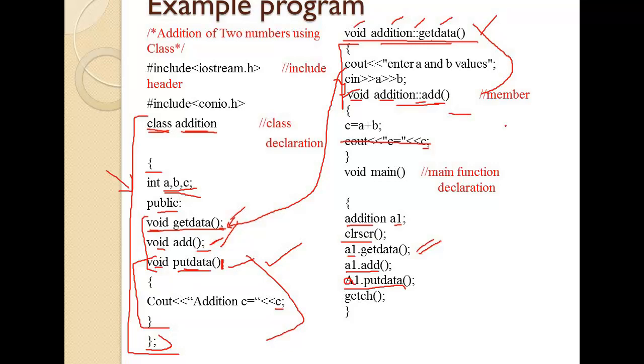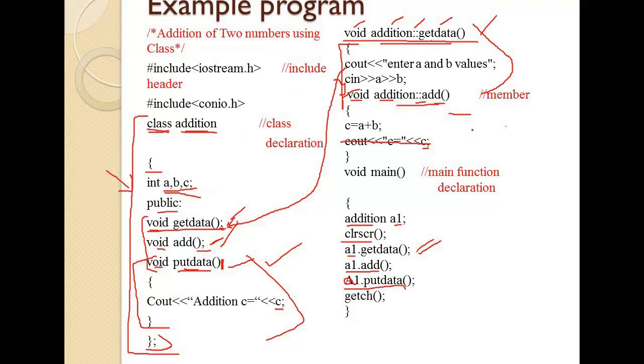Okay, so I hope you understood this. If you understand this, no problem. So the get data member function you can keep here, and the add member function also you can keep here, so that all the member functions are defined inside the class declaration part itself. That is one way, or whichever function you want to define outside, you can define it, no problem.